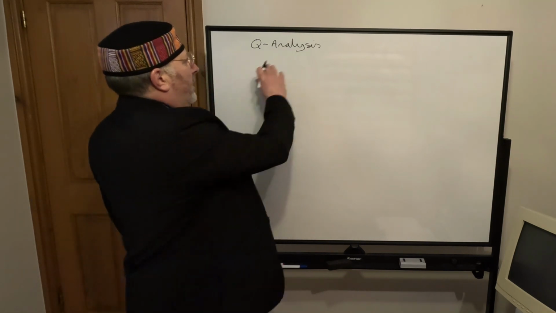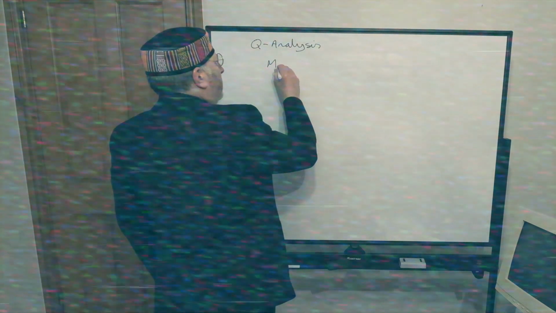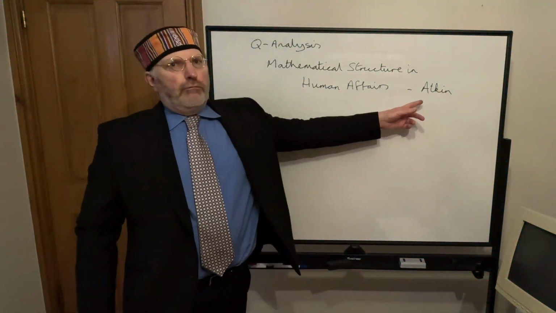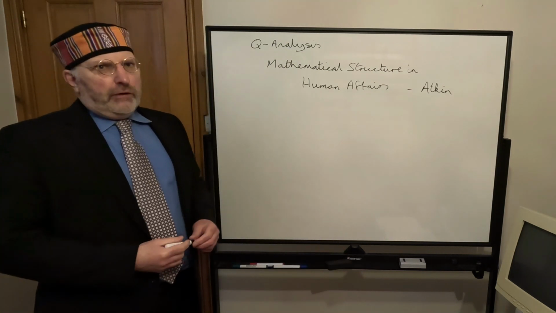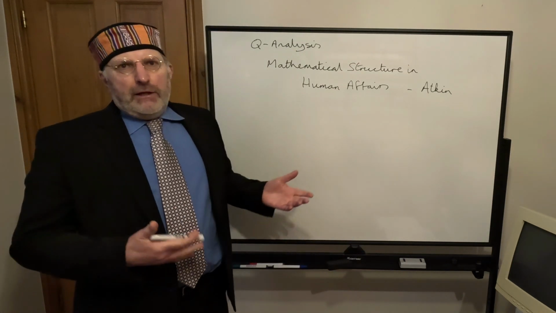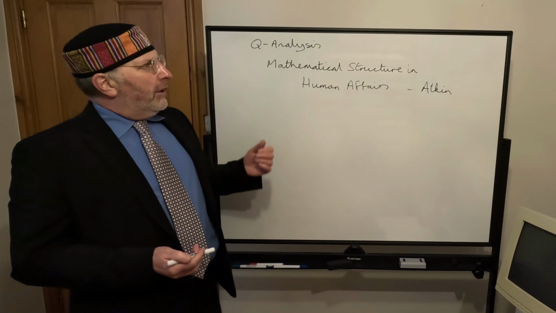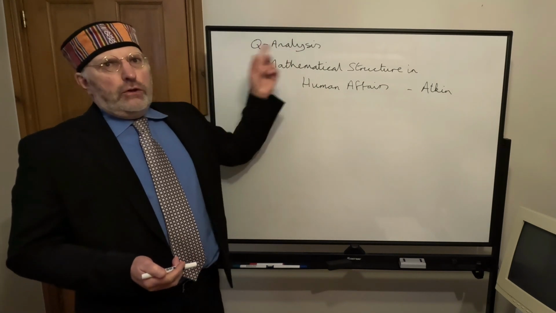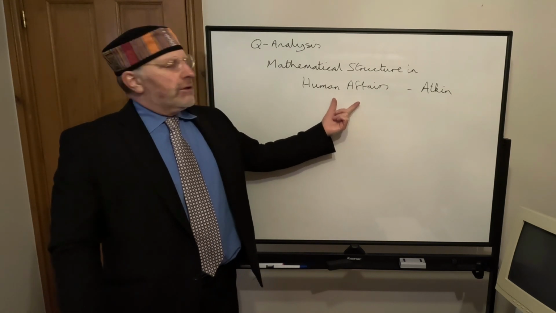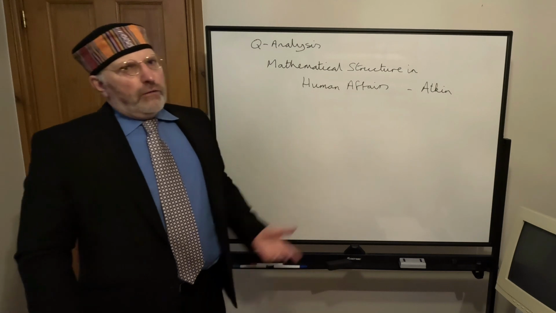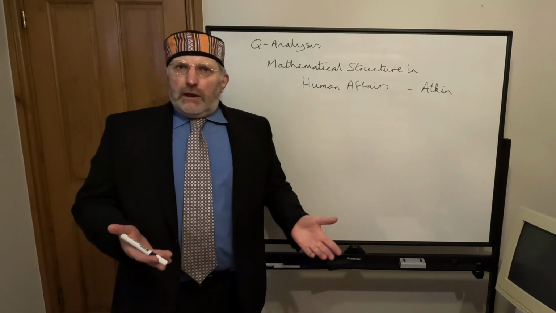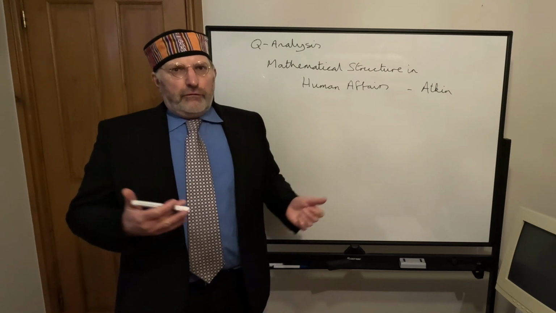And a key text in the idea of Q analysis is a book called Mathematical Structure in Human Affairs by Ron Atkin. This book came out in the 70s, and Atkin was active primarily in the 60s, 70s and 80s, talking about how Q analysis could be used to study a range of situations in human affairs. So, for example, chess positions and the study of modern art, and also political decisions.